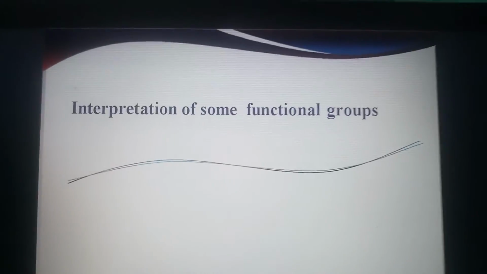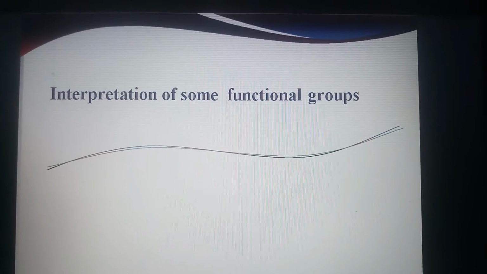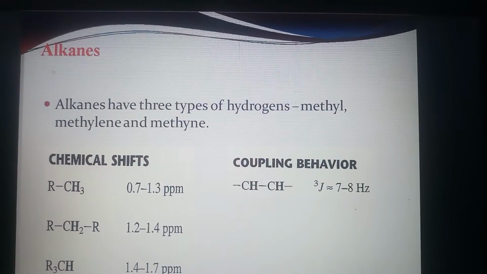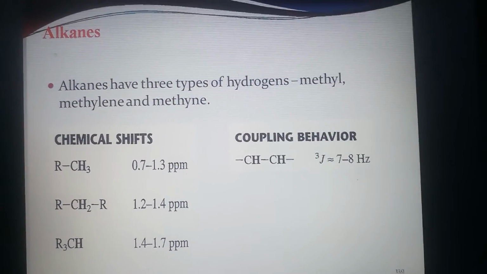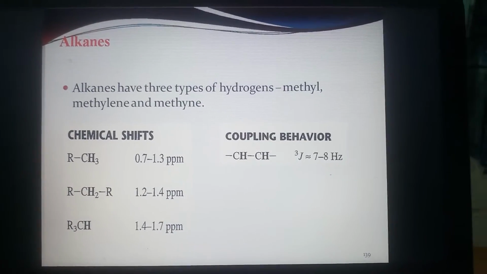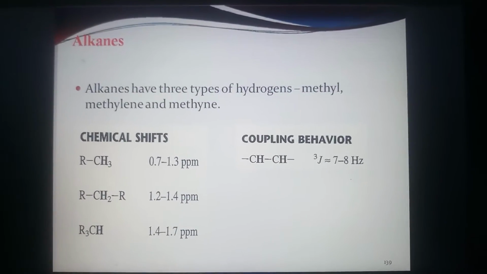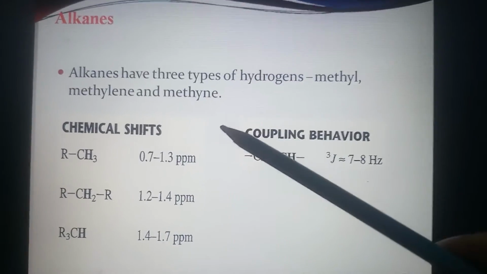In this section, I will discuss some functional groups, their J values, and some of their coupling behavior or chemical shifts. First of all, alkanes have three types of hydrogens. You know that: methyl, methylene and methine.